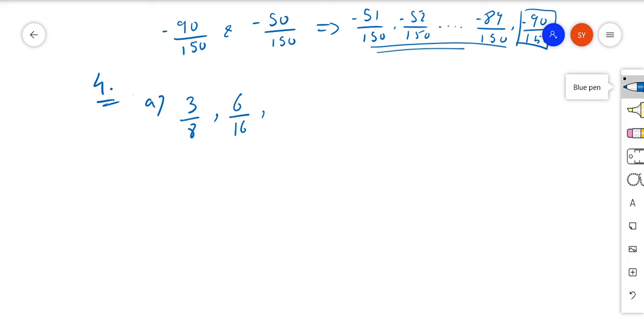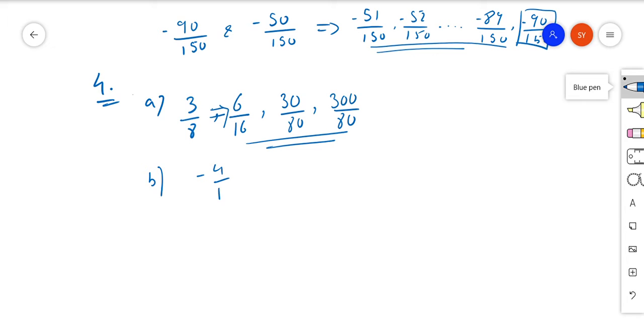Similarly, you can multiply it by 10. It can be 30 upon 80, or you can just multiply it by 100, it will be 300 upon 800. So these are the three rational numbers equivalent to each of the following. So you can multiply by 5, any number, whichever number you are multiplying the numerator with, the same number you have to multiply the denominator.